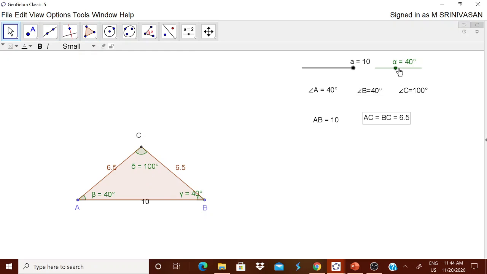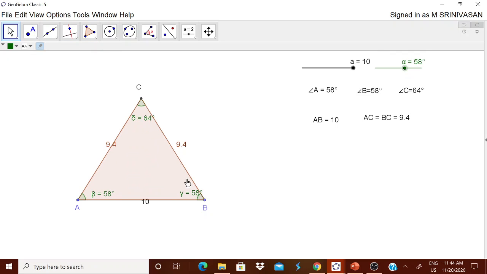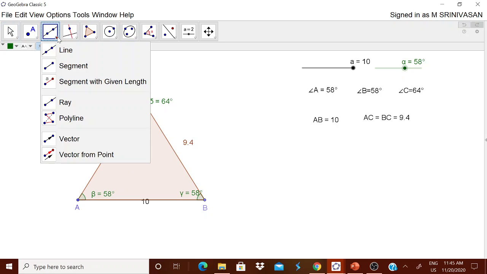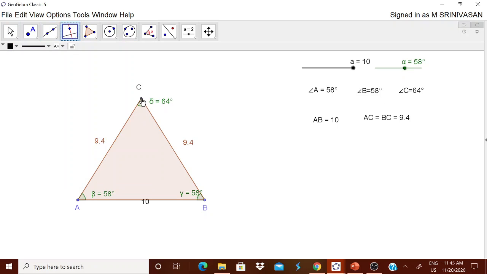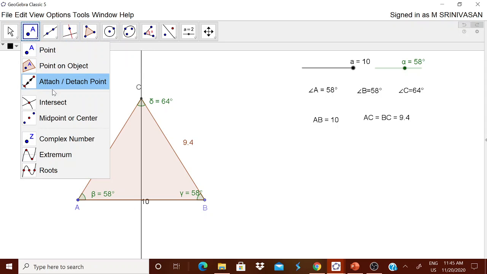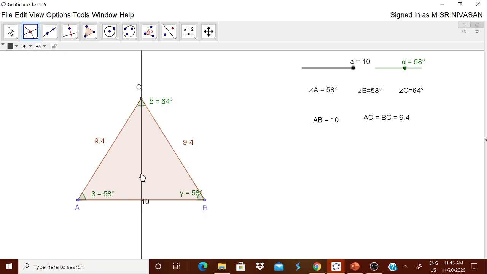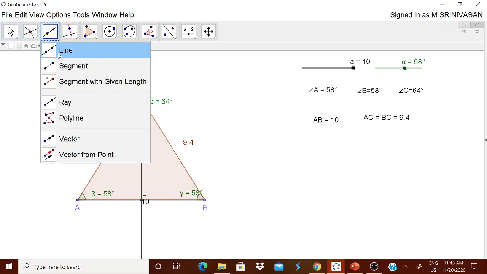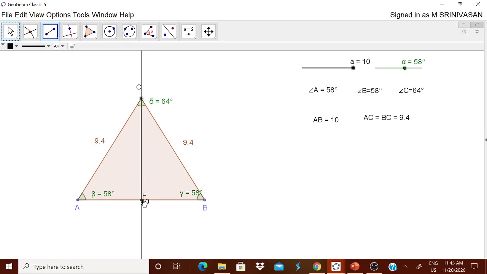Okay, well, now we will go for one more idea, that is the idea of its altitude. A highly interesting idea. I will put it downwards. For that altitude, you go for the perpendicular line. From this C you draw a perpendicular to this AB. Now you have the perpendicular. Now let us find the point of intersection, or you can call it the foot of the perpendicular. Touch these two, and then touch this. You got F as the point of intersection of this perpendicular with AB. Again go for the segment tool and draw C and F.